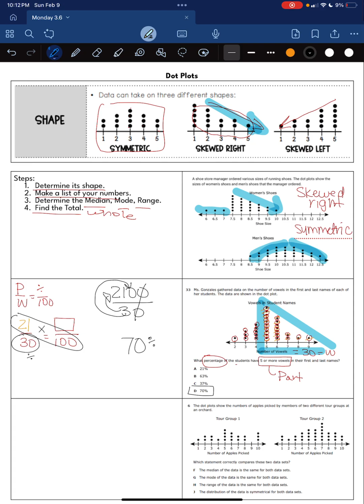So the dot plots show the numbers of apples picked by members of 2 different tour groups. So here's tour group 1 and here's tour group 2. Okay, so which statement correctly compares these two data sets?